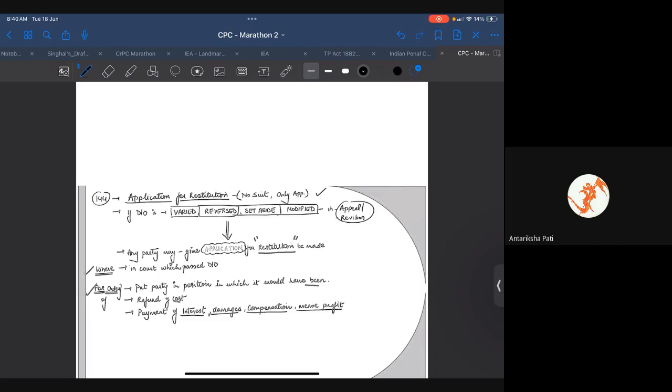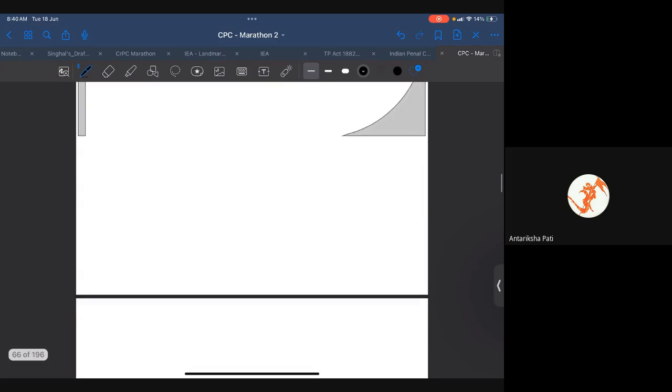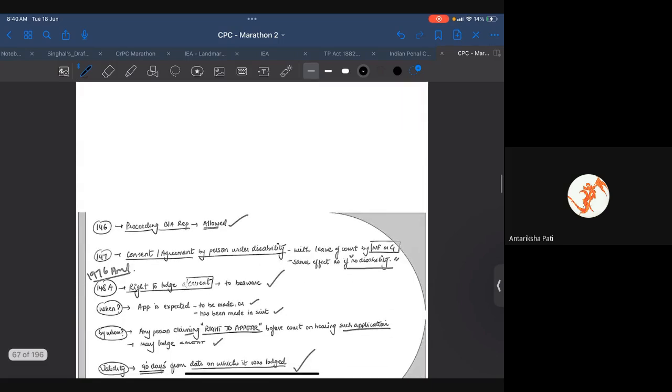Okay, now what orders can be passed? The party can be put in the position in which it had been, and or the cost will be refunded, or payment of interest, damages, compensation, mean profits can also be ordered. This is what 144 is about. Now 146 is proceedings can be by or against representatives. So representatives can also file or can be sued on behalf of the original claimant.